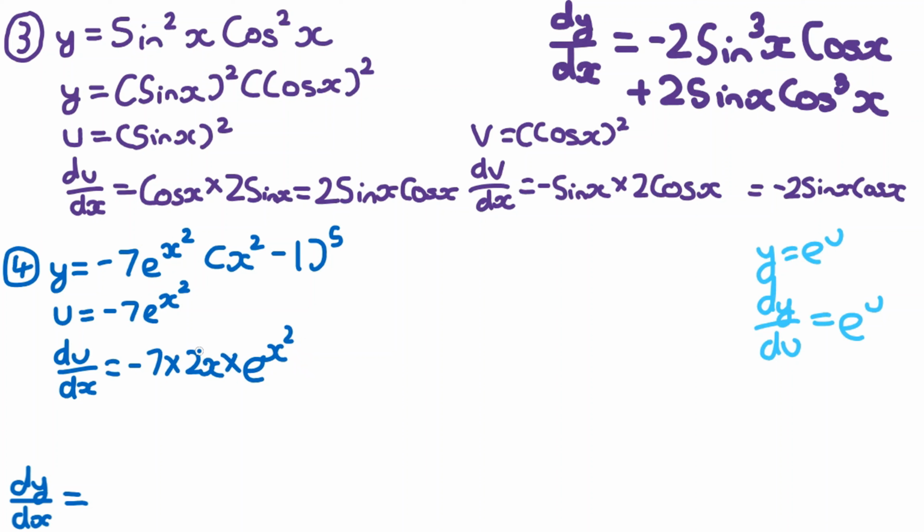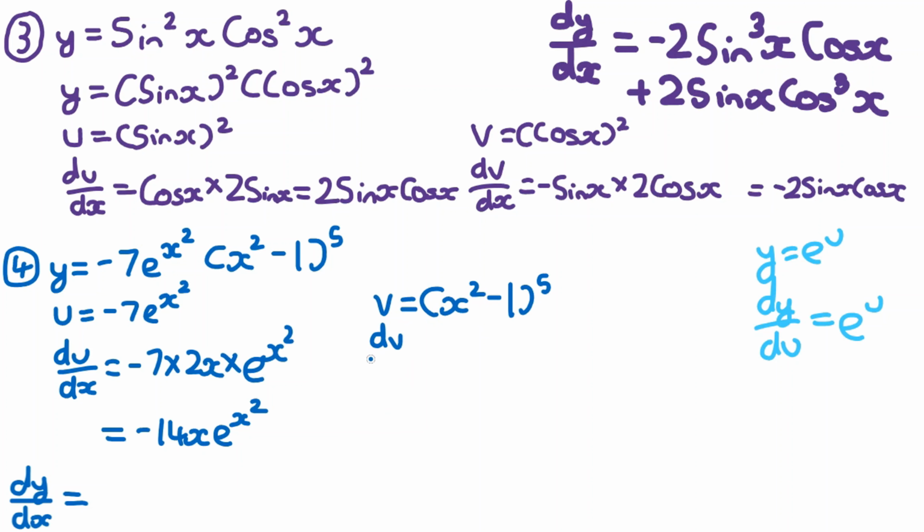And then we can simplify this. 2 times minus 7 is minus 14. So du over dx is minus 14x e to the power of x to the power of 2. And then we'll say that v is equal to x squared minus 1 to the power of 5.